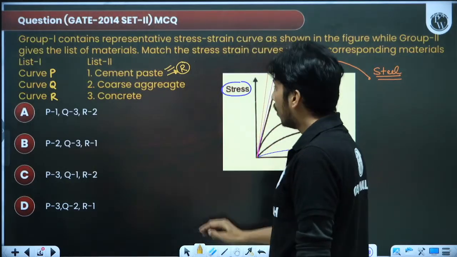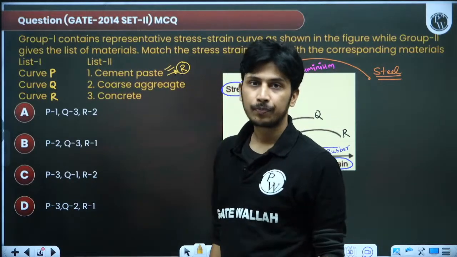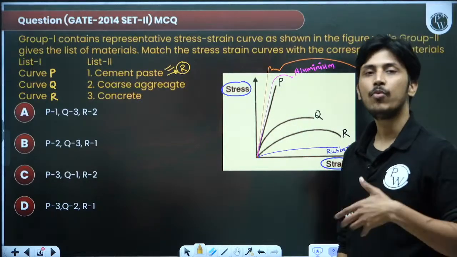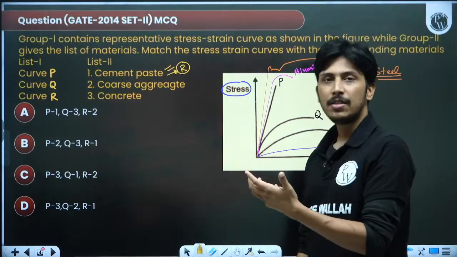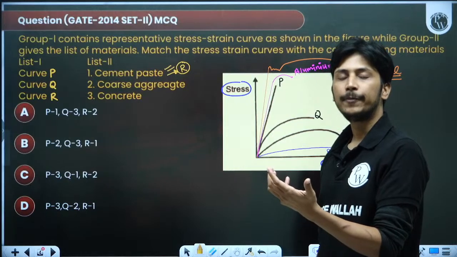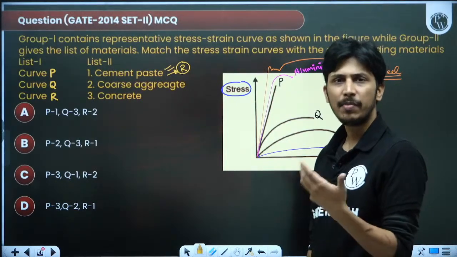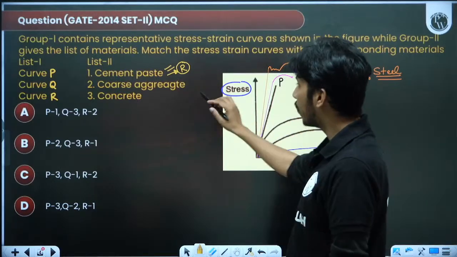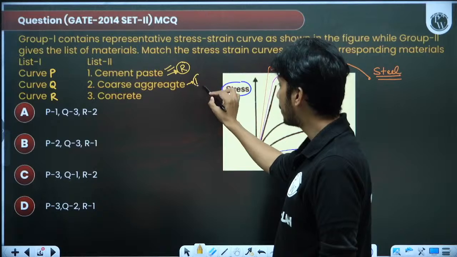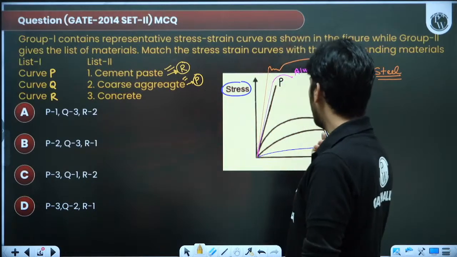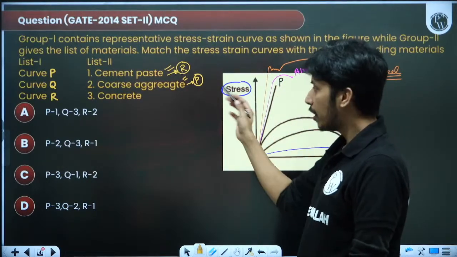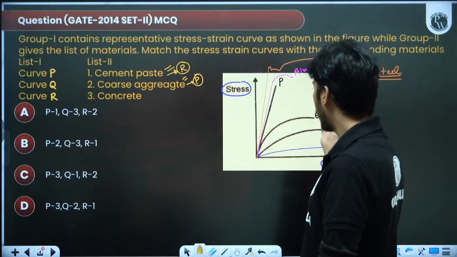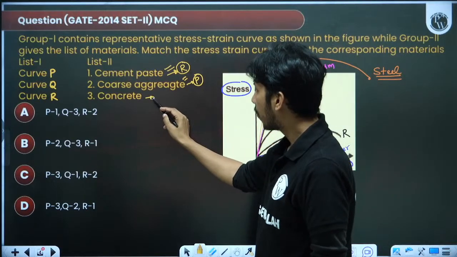Now next, between coarse aggregate and concrete, which is more hard? Concrete is made hard due to coarse aggregate. Coarse aggregate itself is harder than concrete, because concrete also has sand, water and cement. So coarse aggregate is the hardest thing, so curve P is for coarse aggregate. The remaining curve is curve Q. Concrete is in between cement paste and coarse aggregate, because concrete is a mixture of paste, coarse aggregate and fine aggregate also. So Q will be the in-between curve, for concrete.